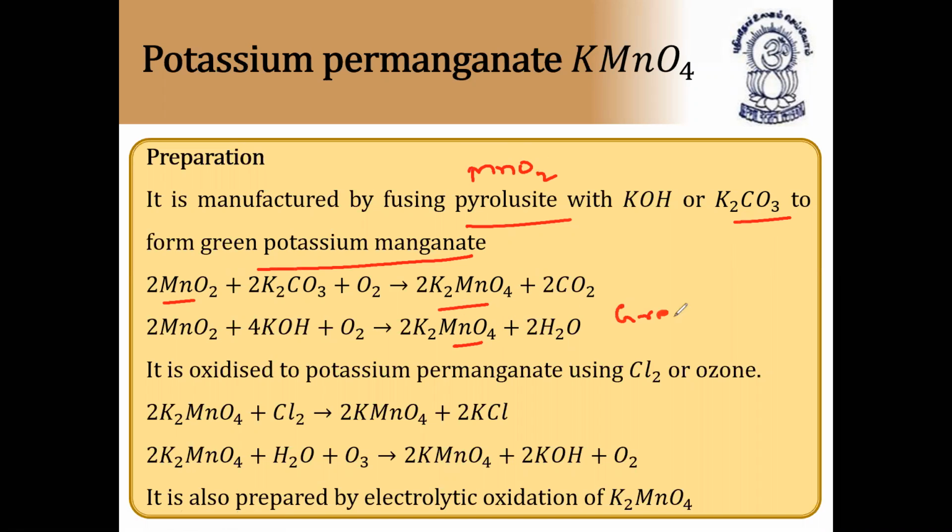So this green color changes to purple color finally. Green potassium manganate is oxidized to potassium permanganate using chlorine or ozone gas. Potassium manganate on reaction with chlorine gas forms potassium permanganate plus potassium chloride. Potassium manganate plus water plus ozone gives potassium permanganate plus potassium hydroxide plus oxygen. It is also prepared by the electrolytic oxidation of potassium manganate. So these are the three preparations of potassium permanganate.